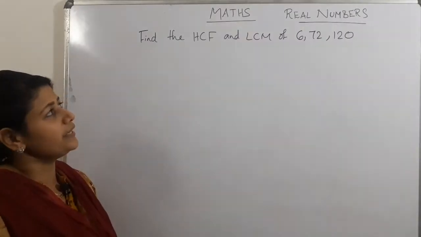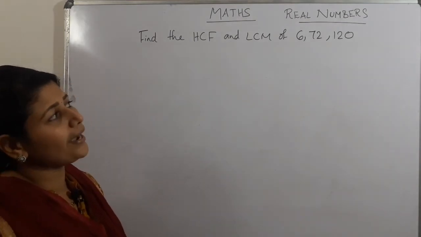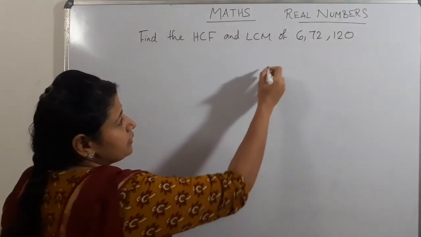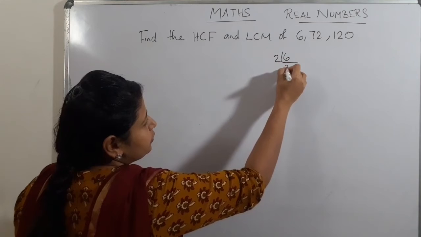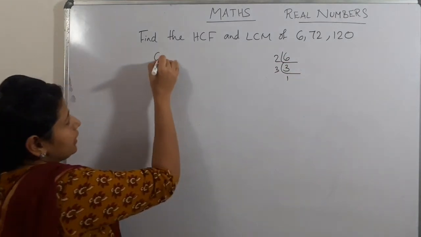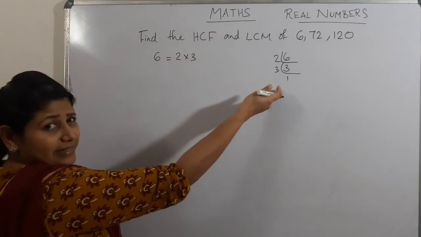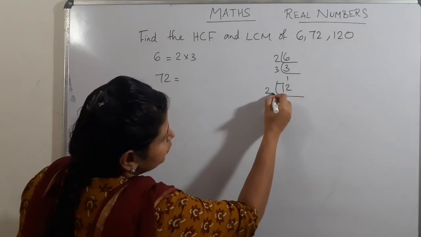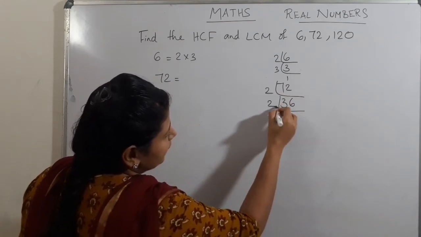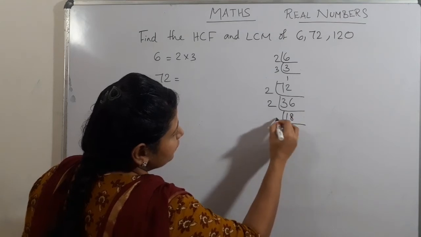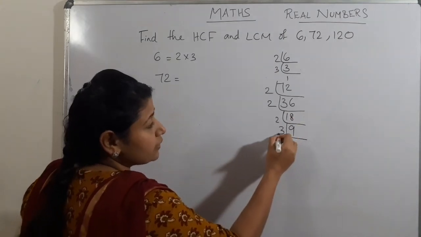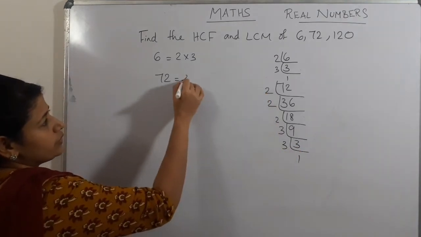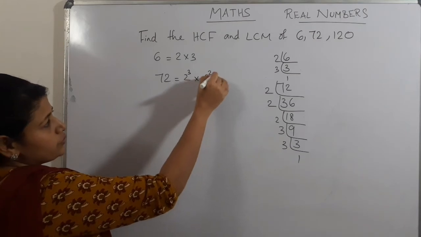Okay. Next question. Find the HCF and LCM of 6, 72 and 120. So we will find them through the Prime Factorization method. I'll write 6: divided by 2 it is 3, and 3 into 3 is 1. So 6 can be written as 2 into 3. Then 72. 72 divided by 2 is 36, then again 2 is 18, then 2 is 9, then 3 times 3. Then you will get 72 as 2 raised to 3 into 3 raised to 2.